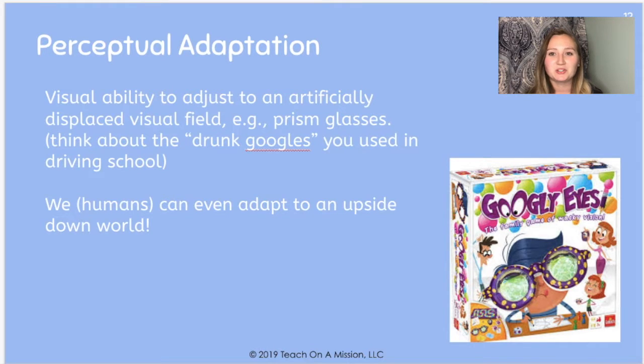I don't know when you were in driving school if you ever used the drunk goggles, where they put on these glasses that are supposed to make you feel tipsy, right? Like you're under the influence, to teach you how it feels when you don't actually perceive correctly. Your depth perception is off, or your alertness level, or your ability to just see what's going on around you, right? However, we can adapt to it. We can even adapt to something being upside down.